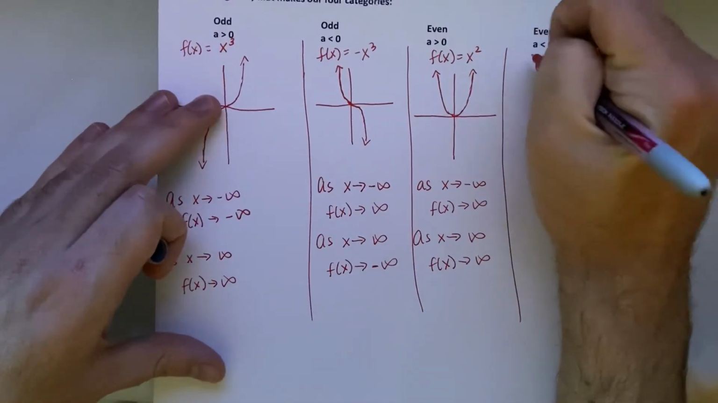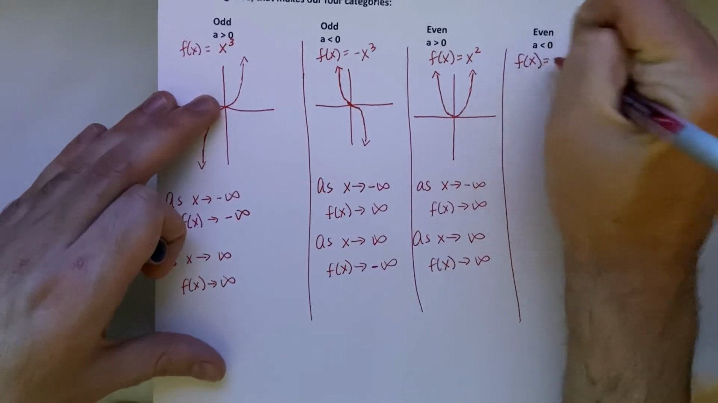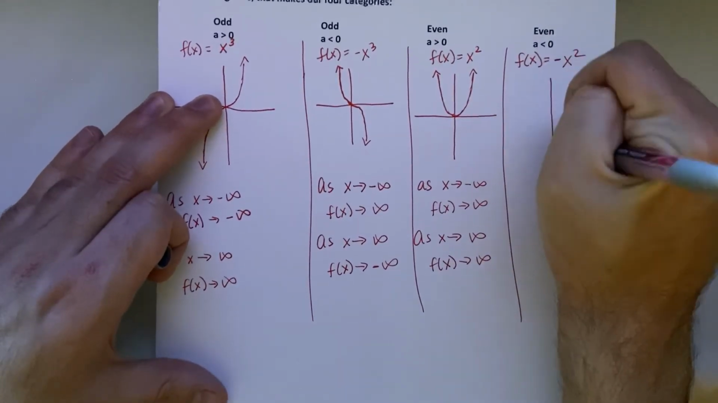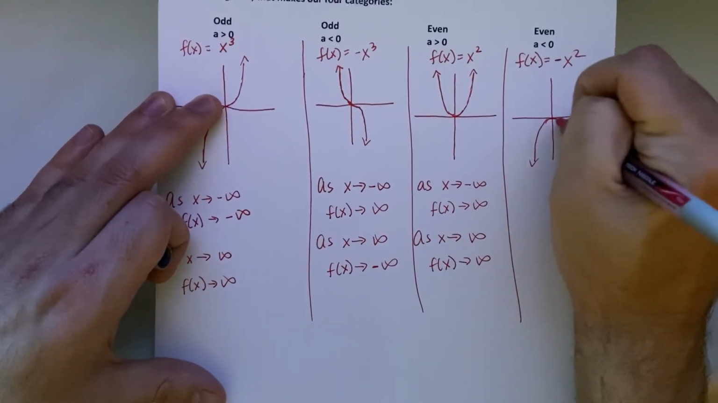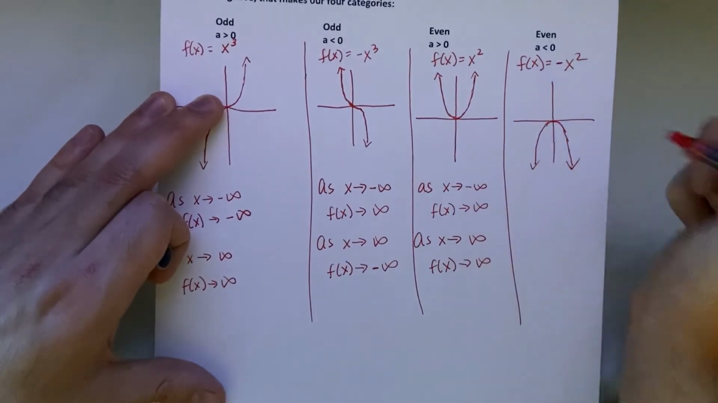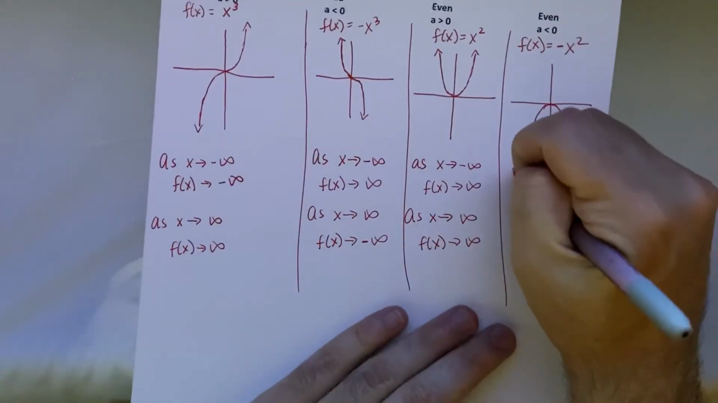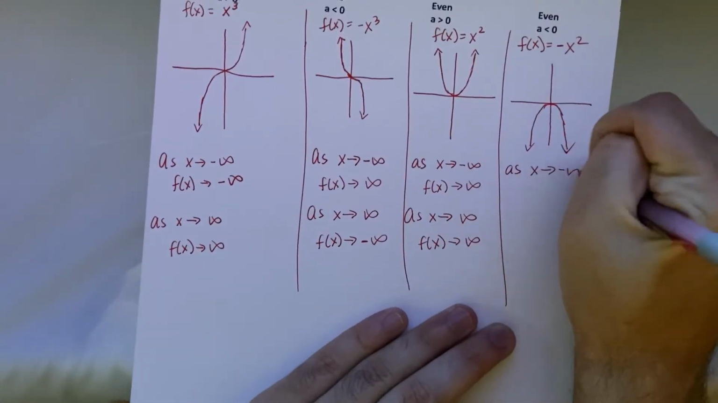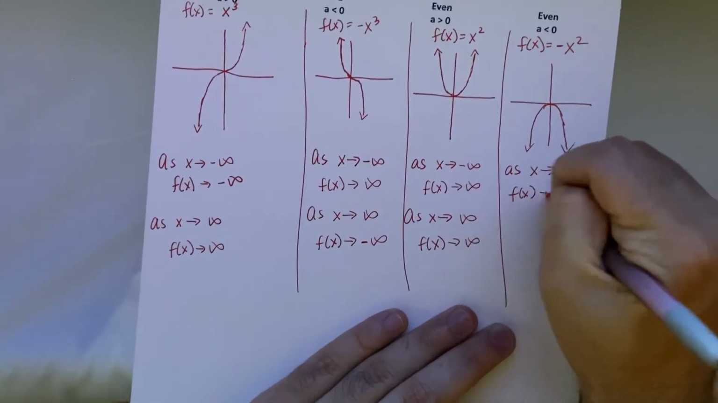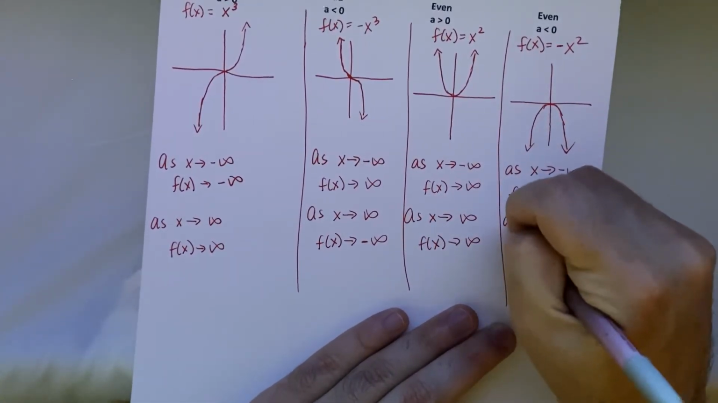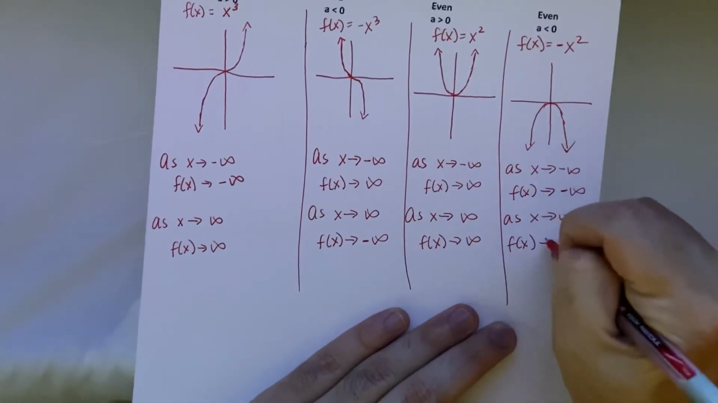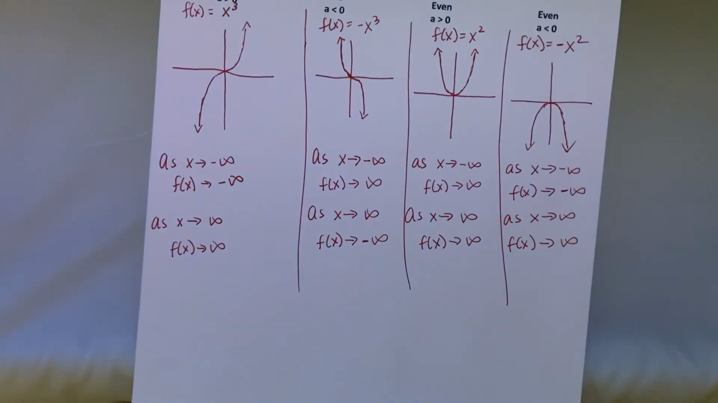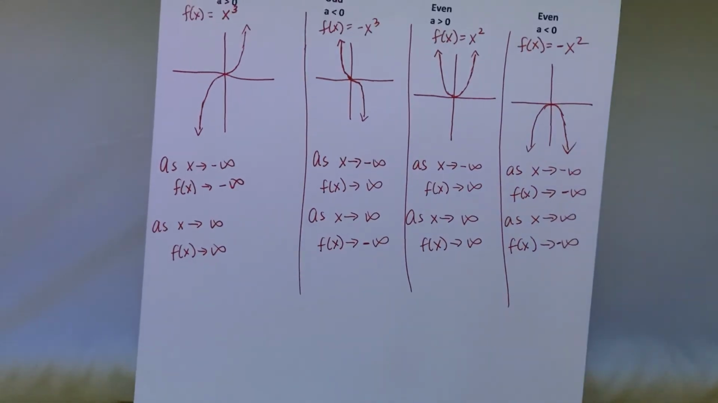Lastly, if a is negative, so the leading coefficient for x squared is negative, negative x squared, it takes your parabola and flips it, so it's now going downward. What does that mean? As x goes to negative infinity on the left side, f of x is going to negative infinity, and as x is going to positive infinity, f of x is going to negative infinity.